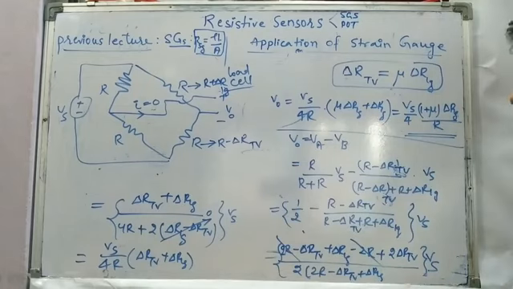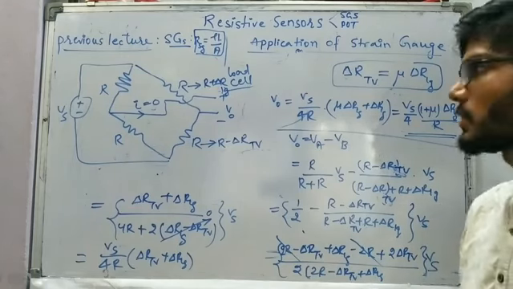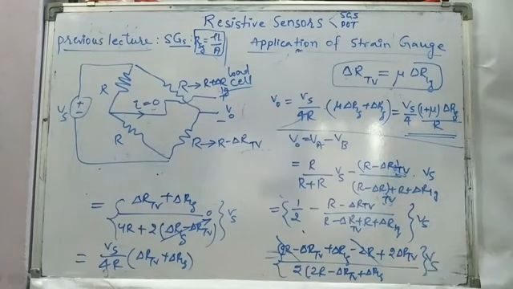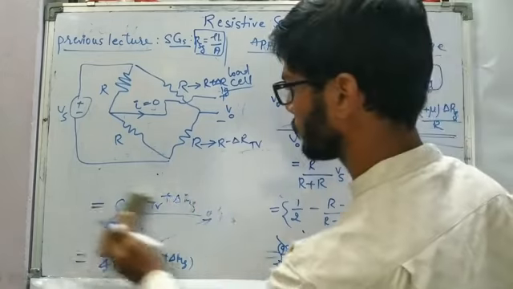But in the case of Poisson's configuration, we are not going to call it a quarter bridge. Instead we will call it Poisson's half bridge, and the expression is going to come out as Vs by 4 times 1 plus mu times delta R longitudinal by R. And also we have one more configuration, Poisson's full bridge configuration.